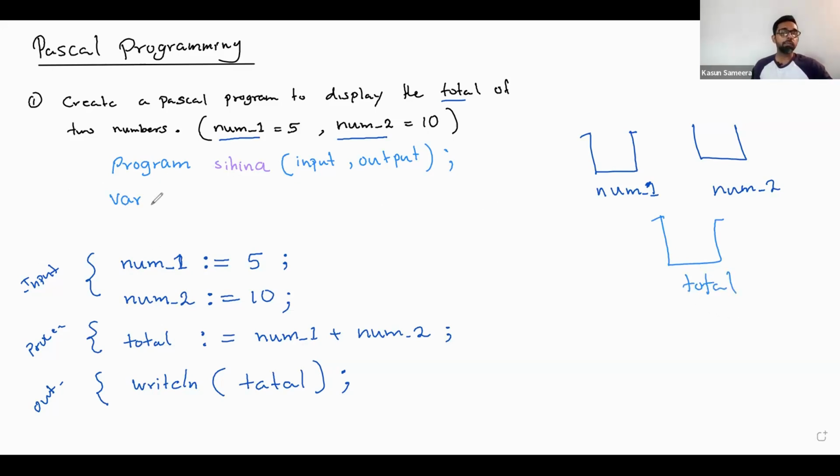Then you need to give their names. When you start the program, you have to let the computer know these are the variables we're going to create. num_1, comma, num_2, comma, total. 3 variables we need. Not only that, you need to mention the data type of these variables, which is integer.